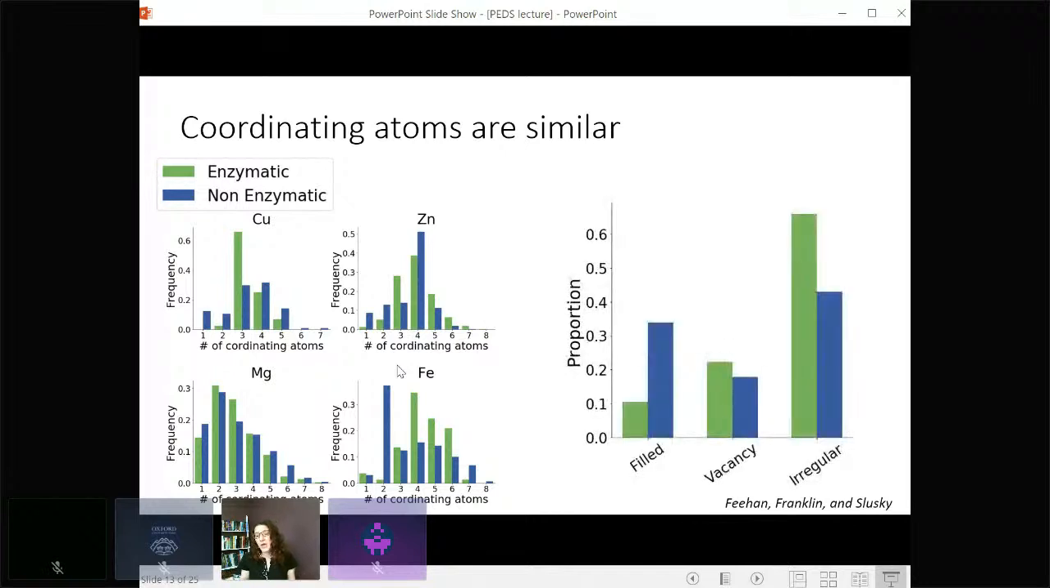So then you say, well, maybe you could just look at the actual metal coordination. Here's like, for example, trigonal bipyramidal. What if you've got sort of filled and vacant?